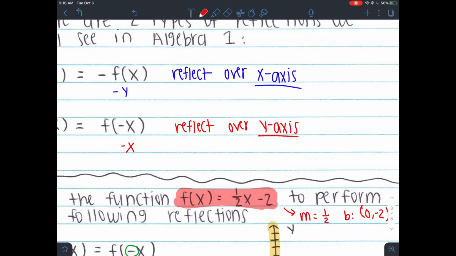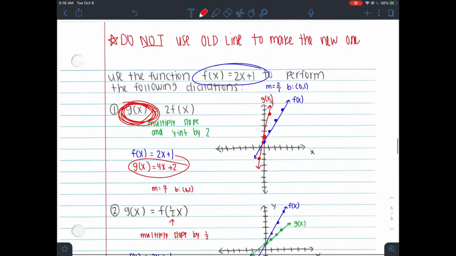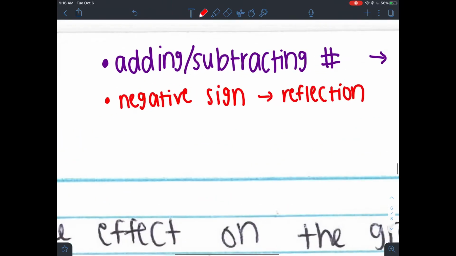So these are kind of opposites of each other. A negative is going to tell me if I have a reflection. Let's go back to here. If I have a negative sign, that means I have a reflection. The last thing we learned was dilations, but that was basically when we were multiplying.